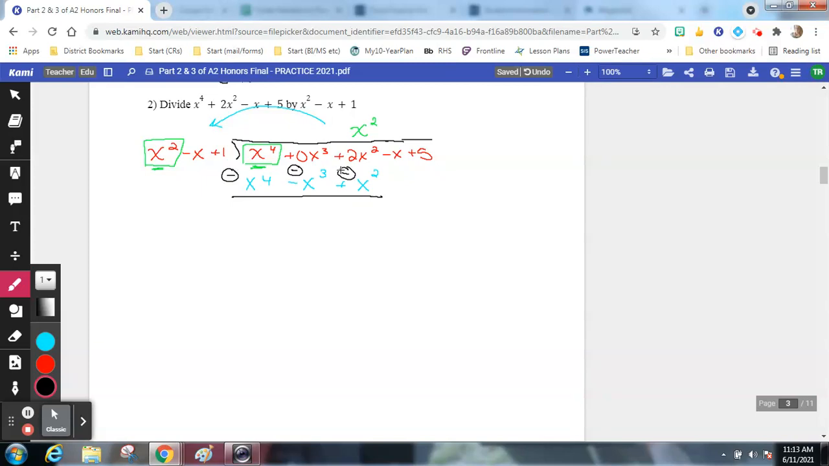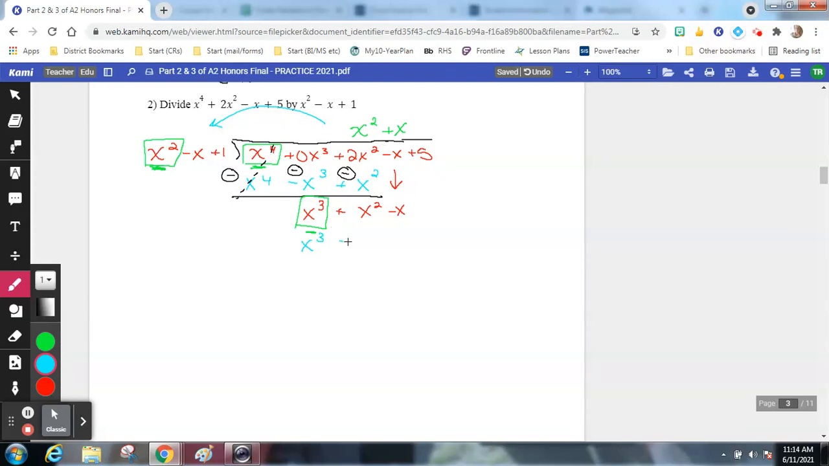You subtract down. X to the 4th minus x to the 4th cancels. That's what you want to have happen. 0 minus a negative x cubed is a positive x cubed. 2 minus x squared is a positive x squared. And then you drop down the next term and repeat the process. What do I have to multiply an x squared by to turn it into an x cubed? Well, that's an x. Distribute. X times x squared is the x cubed I want.